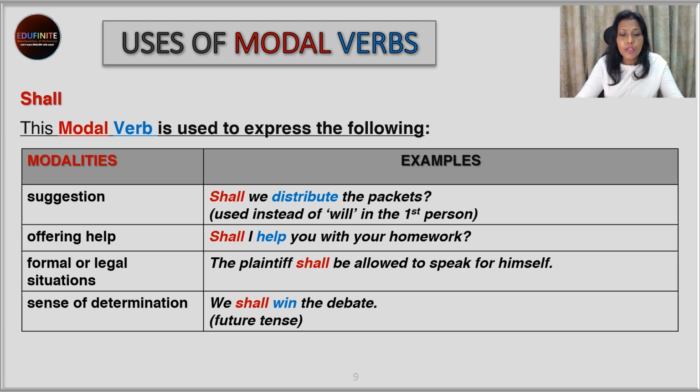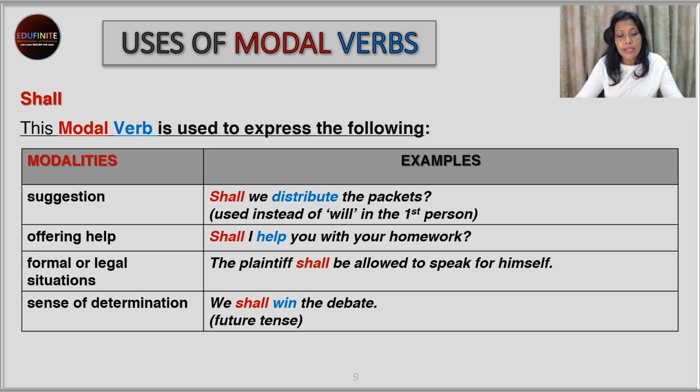Next, formal or legal situations. The plaintiff shall be allowed to speak for himself. So, there's an announcement like now the plaintiff shall be allowed to speak for himself. Now, he can say whatever he has to say for himself.